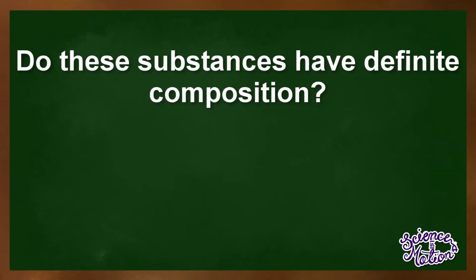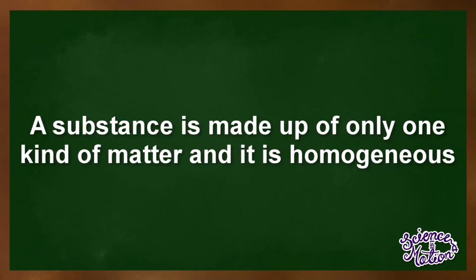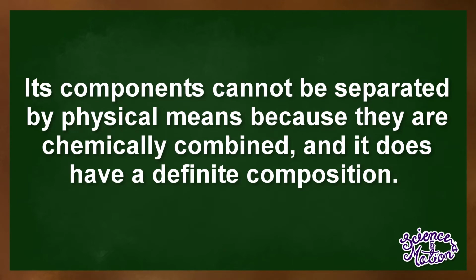Do these substances have definite composition? Answer: yes, they do. Can you now describe a substance using your answers? Great job! A substance is made up of only one kind of matter and it is homogeneous, meaning it consists of the same type of molecule with fixed and uniform composition throughout. Its components cannot be separated by physical means because they are chemically combined, and it does have a definite composition.